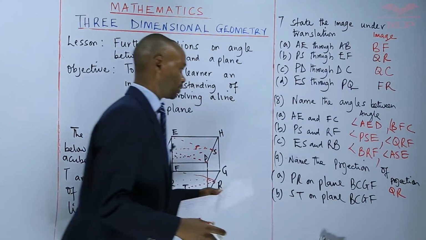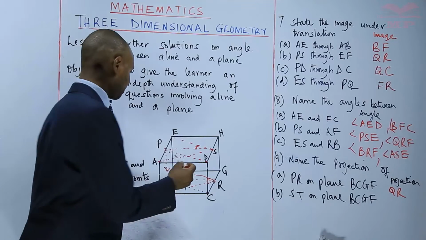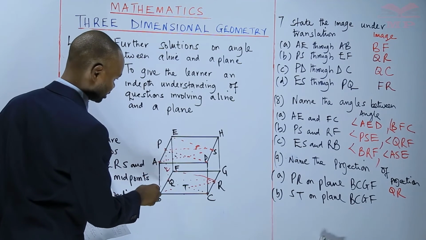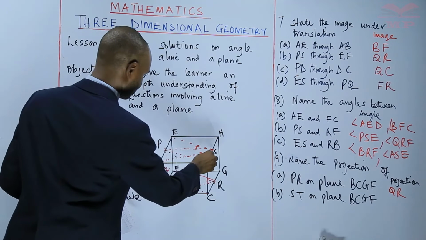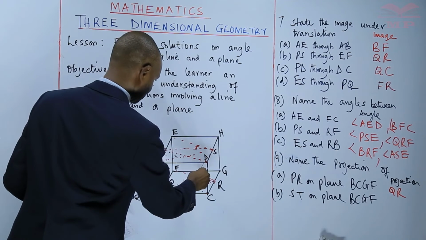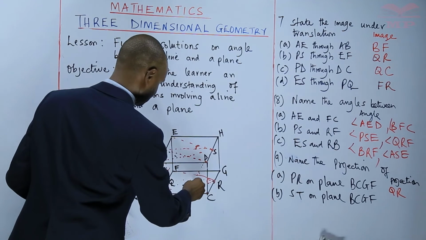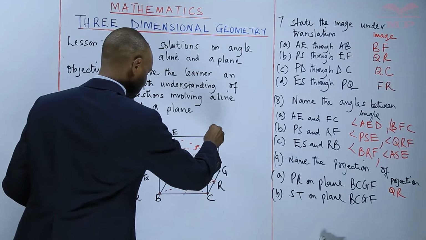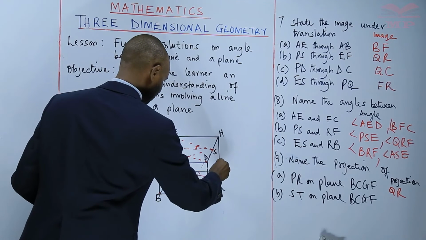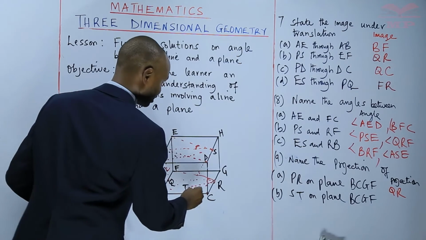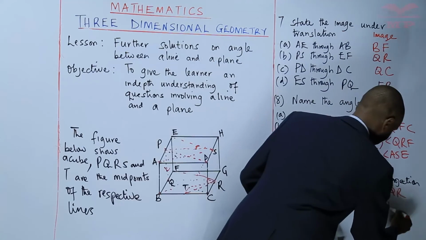We move to the second one, ST on the same plane. You note that carefully. This S will come to R, so it will be RT. You'll get that image down there. It will be RT.